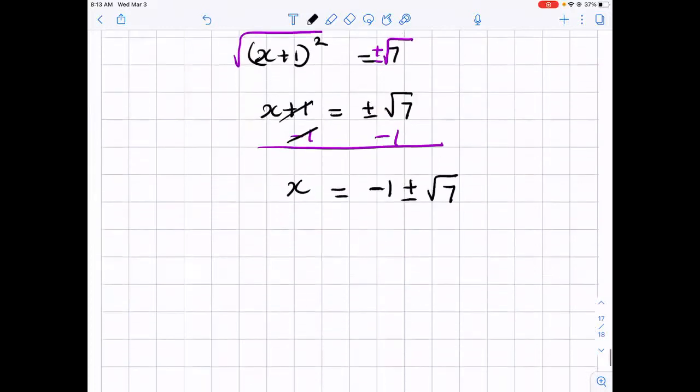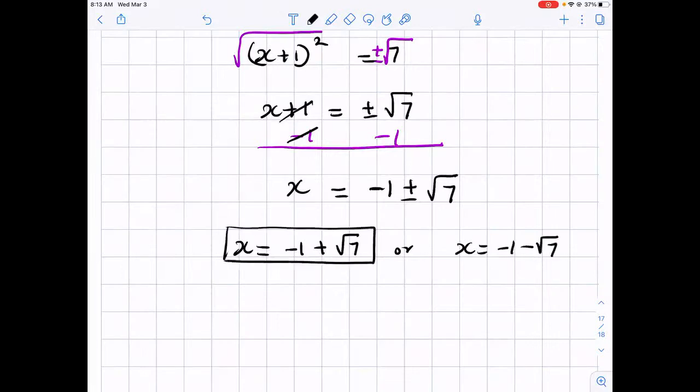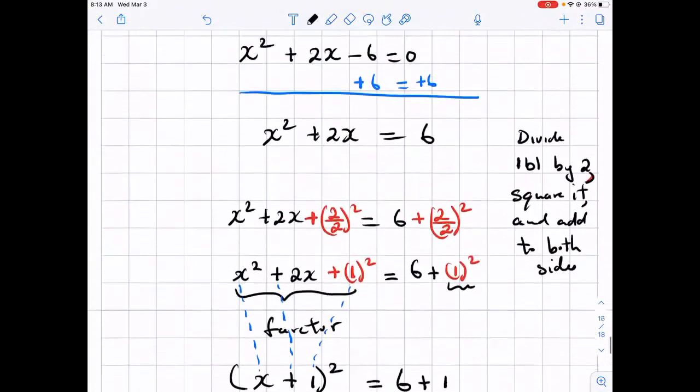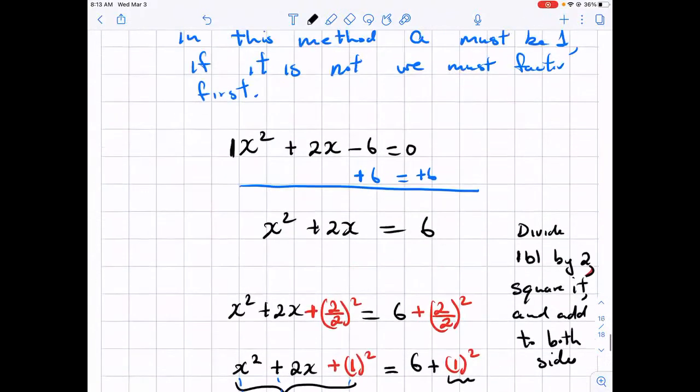So the solutions are x equals minus 1 plus the square root of 7, or x equals minus 1 minus the square root of 7. So here are your two solutions. Okay. Now you will see that when a is a value that's not 1, this becomes a little bit more intense, but not that bad. Just a little bit more intense. So just keep that in mind.